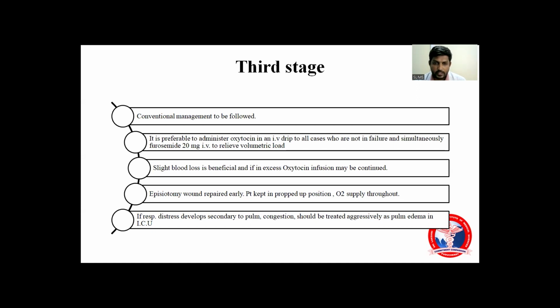Slight blood loss is beneficial, and if in excess, oxytocin infusion may be continued. Episiotomy is to be repaired as early as possible to prevent any future infections, and the patient should be kept in proper position with oxygen supply throughout. If respiratory distress develops, secondary to pulmonary hypertension or congestion, it should be treated aggressively as pulmonary edema.